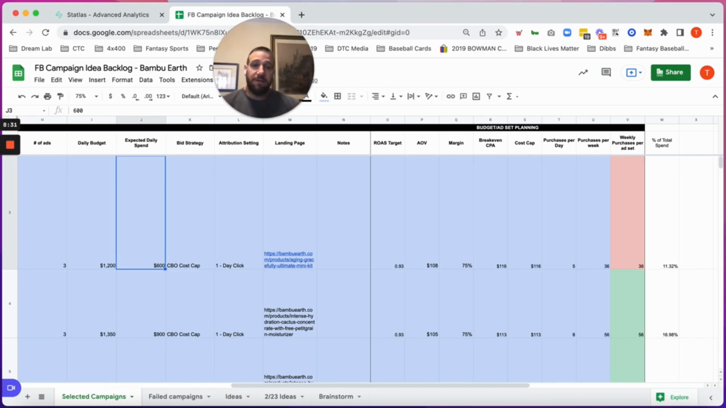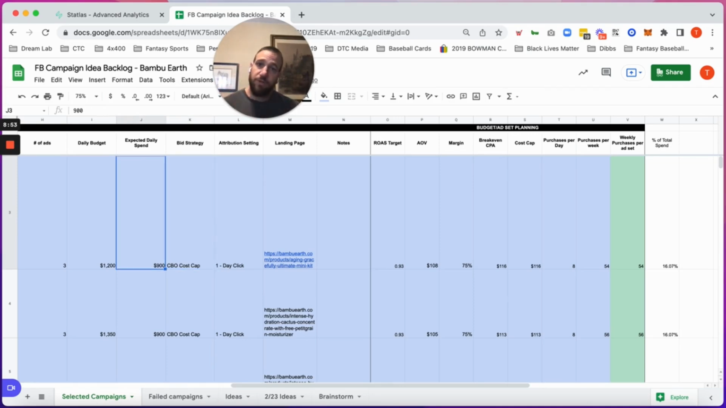So historically, if I'm easily hitting $116 cost cap, I might say 100%, and I'll change this to exactly $1,200. I expect to spend all of it. Great, that gets me 73 purchases per week. Okay, if not, maybe only 75% of the time, I want to be a little bit more conservative. I think I'm going to get through $900. Okay, cool. That still gets me through learning phase. And now I have an expected daily spend.